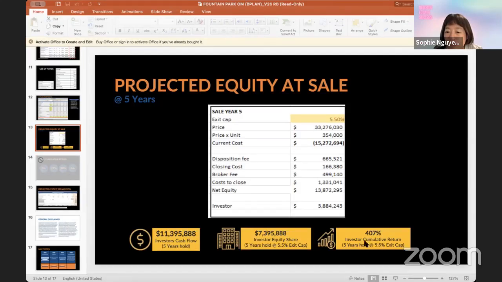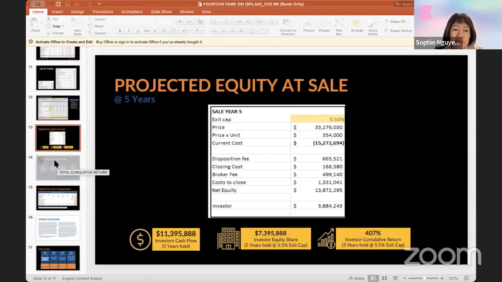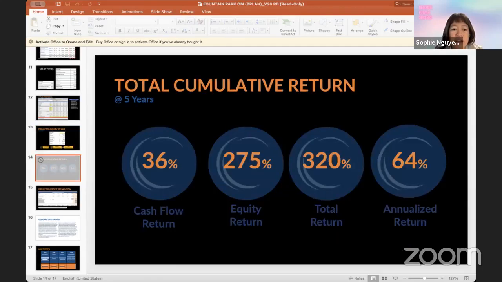This I don't understand. Investor cumulative return, or times your investment. I think the way deals have been lately, that's reaching in this economy. A 400+% return for investors. Unheard of. Yeah. Let's see this. 36% cash flow return. Equity return is 2.75x multiple. Is that what they're saying?